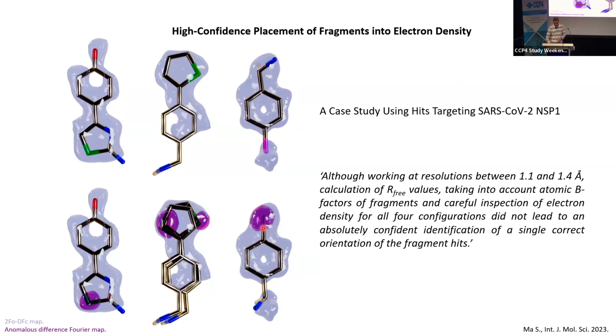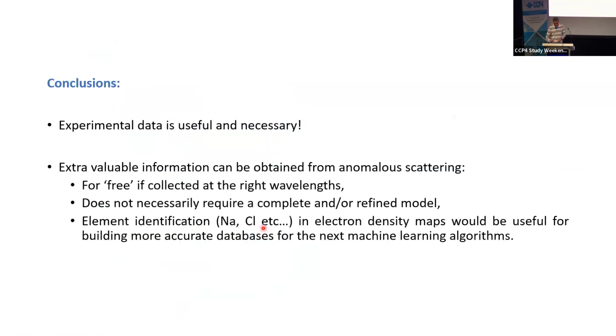So in conclusion, experimental data is still useful and necessary. I know that we are all aware of this here, but actually I think it's more for the biologists. And I think it's important that we tell them that we still do need experimental data. And you can get a lot of extra information if you collect anomalous data, and that will help you with your model building and in the confidence in your models.